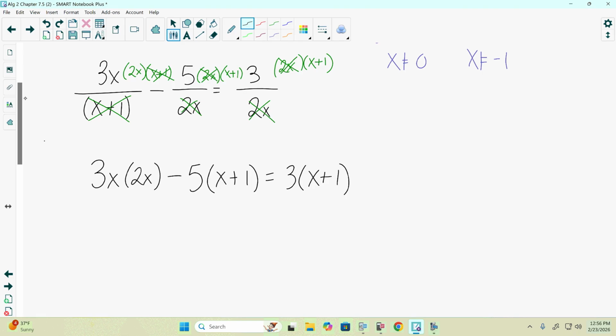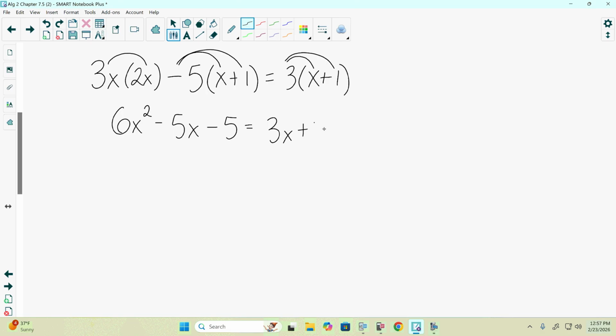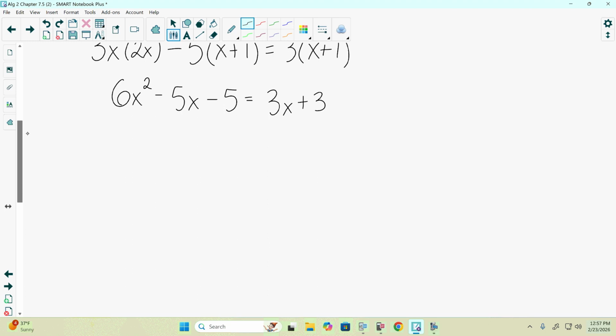All right. Now at this point here, we need to start solving. So we're going to multiply 3x times 2x. Well, 3 times 2 is 6. X times x is x squared. Minus our negative 5 times x is going to be negative 5x. Our negative 5 times 1 is negative 5. Equals, on the right hand side, our 3 times x is 3x. Our 3 times 1 is going to be plus 3.